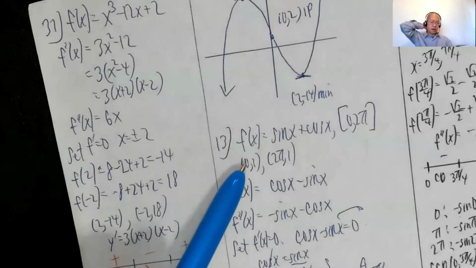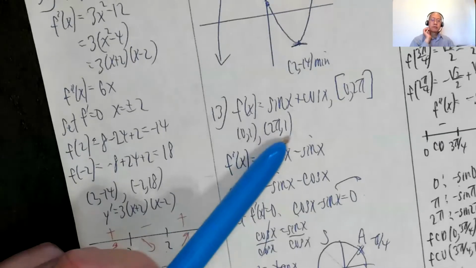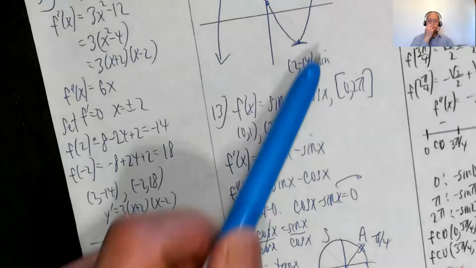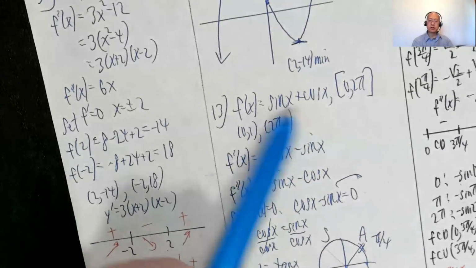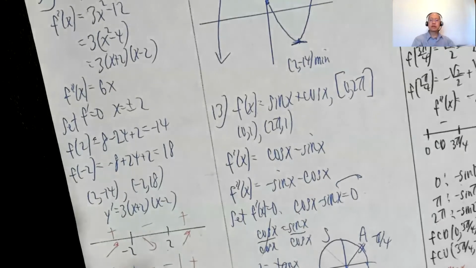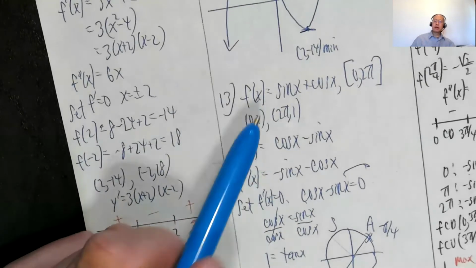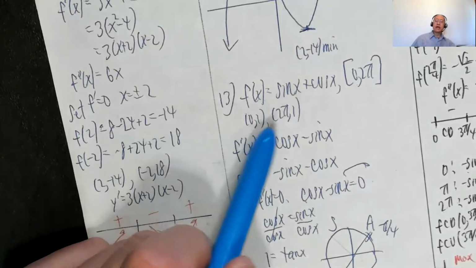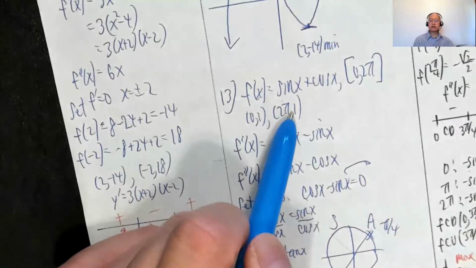Number 13 is definitely harder because it's trig, but they only want the closed interval from 0 to 2 pi. Well, that makes sense. This is a periodic function, so once you have 0 to 2 pi, you've got the whole thing. Then you can just copy and paste both to the left and to the right. Plug in 0, I get 1: sine of 0 is 0 plus cosine of 0 is 1. And since we know it's periodic, 2 pi also gives me 1.